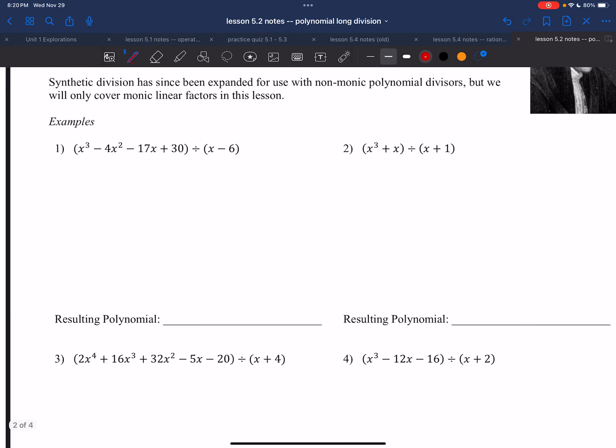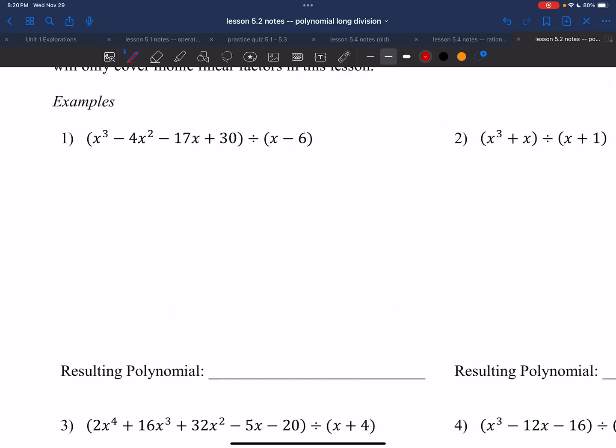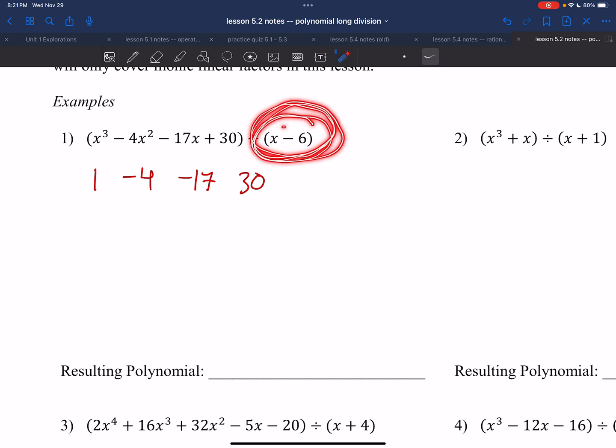Okay, here's how it works. The first thing you do, set up the coefficients of the polynomial you're dividing. In this case, it's x cubed as my first term, right? So the coefficients are 1, negative 4 on x squared, negative 17 on x, and 30 as the constant. So you set up the coefficients of the dividend polynomial. Now, look at your divisor. What are you dividing by? I'm dividing by x minus 6, right?